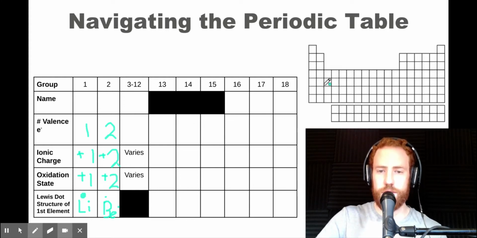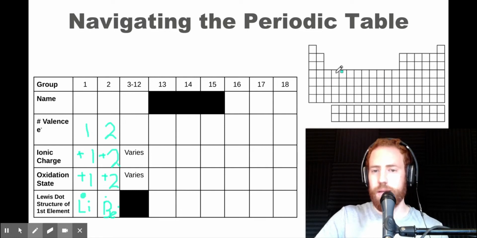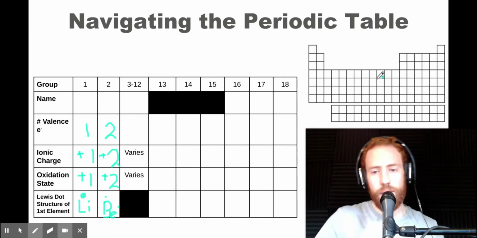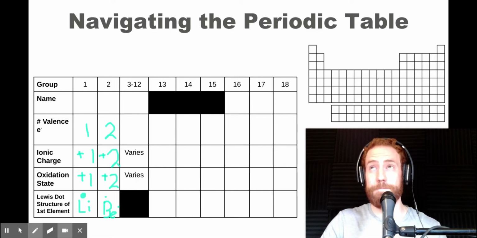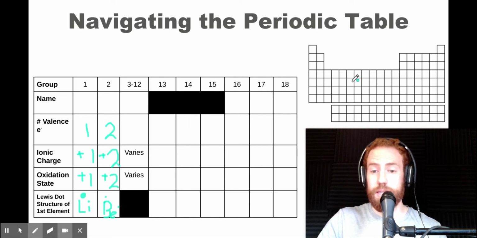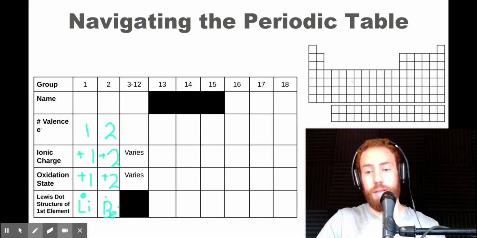All right, moving on to groups 3 through 12, this big chunk in here. This part of the periodic table has a couple of different names. It's called the d block, and that refers to certain types of orbitals. This is also called the transition block.